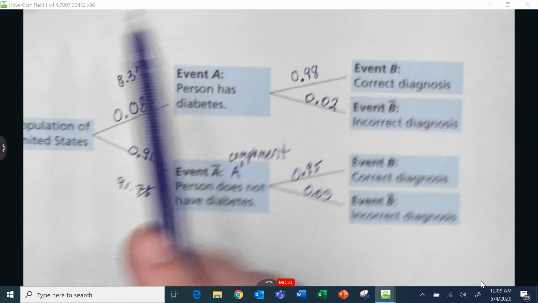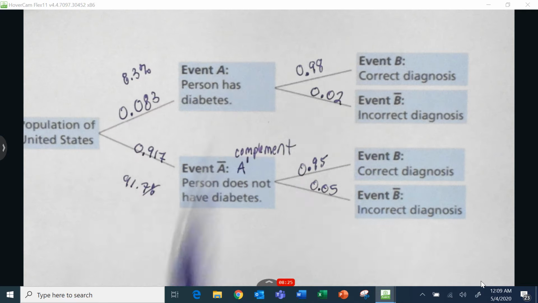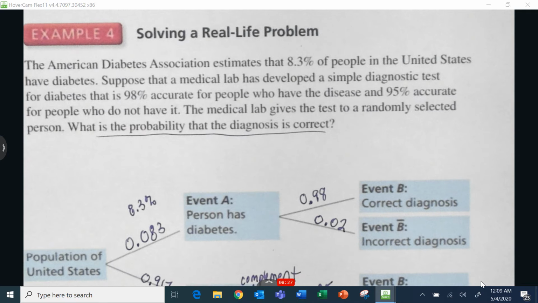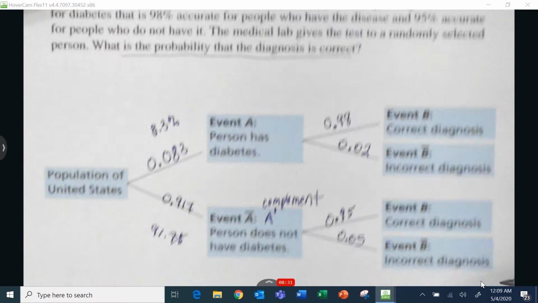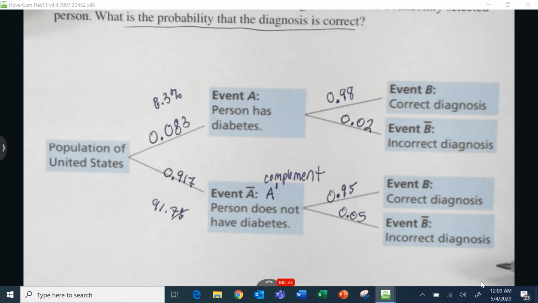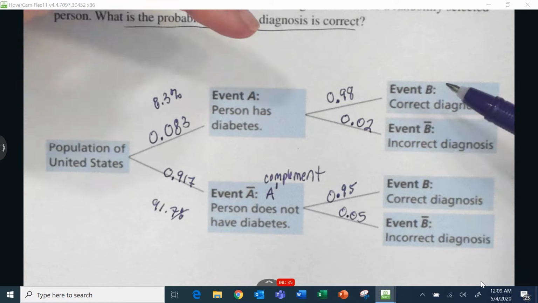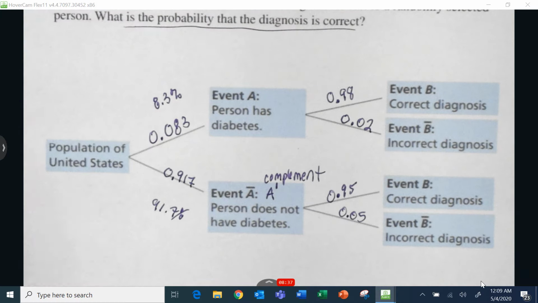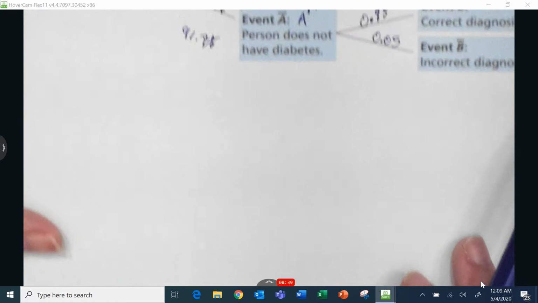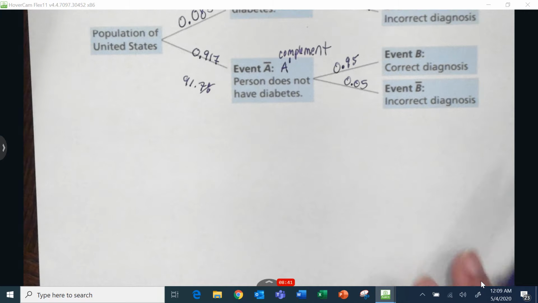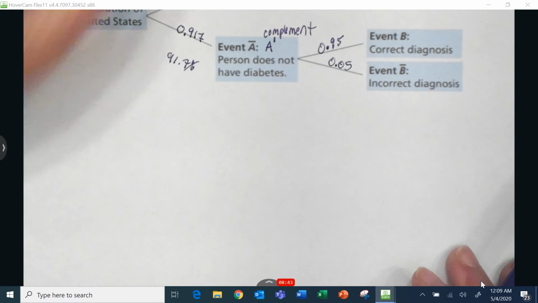So now this is asking, what's the probability that the diagnosis is correct? So we have two completely separate probabilities to deal with here, but we have to combine them. So I'm going to do this in words first.